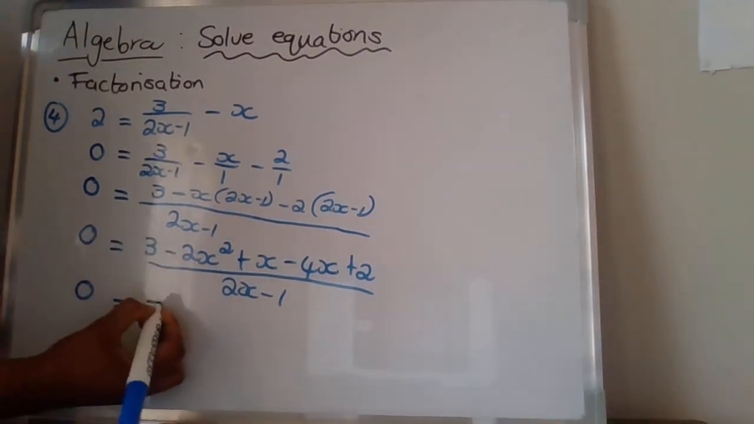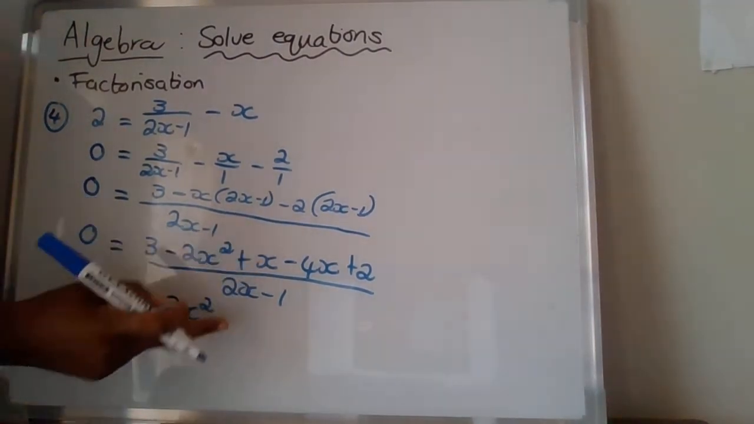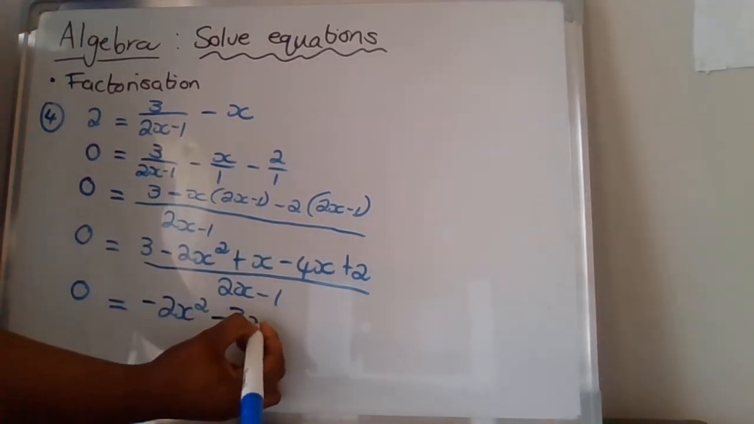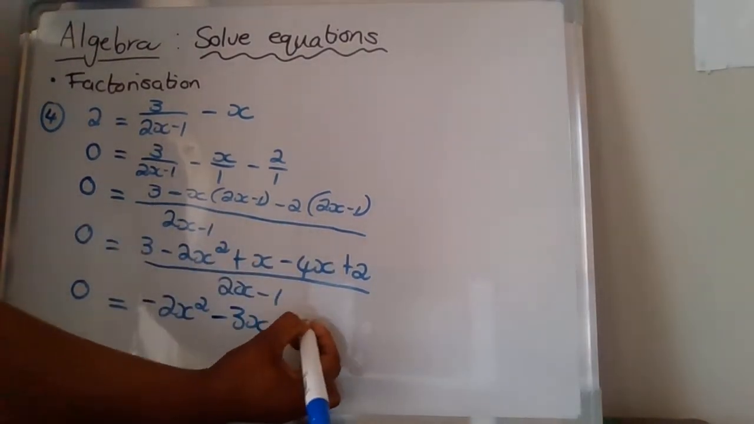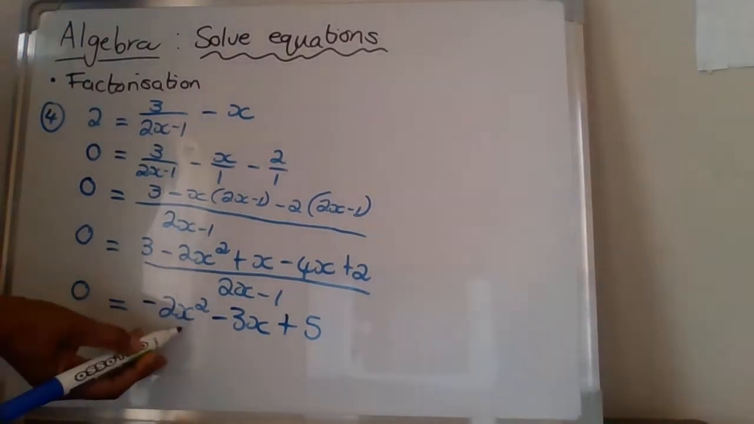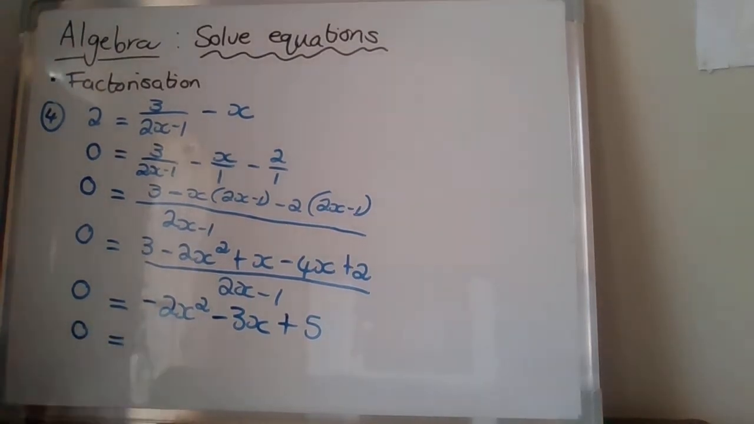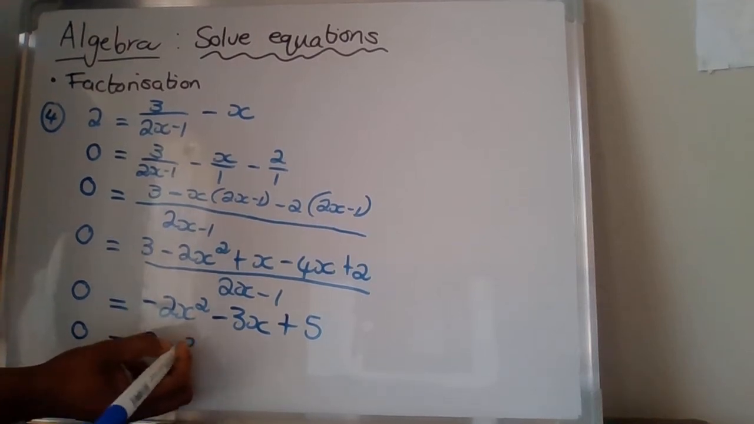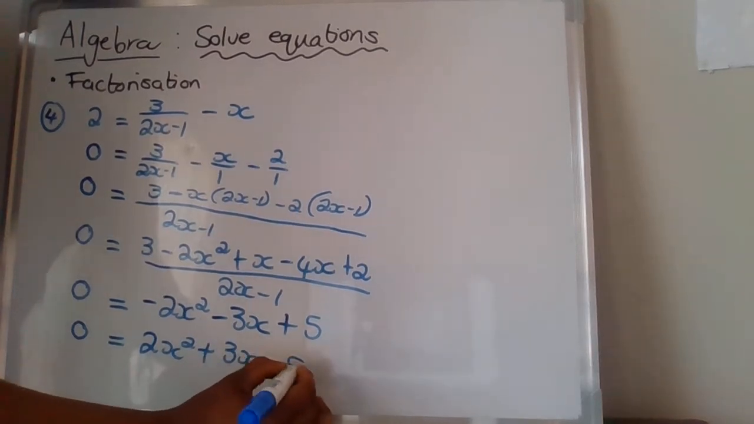So I only have minus 2x squared. Then my x's, I have x minus 4x, which is minus 3x. And then I have 3 plus 2, which gives me plus 5. Because I like my coefficient here to be positive, I divide by negative 1 on both sides. Then I have 2x squared plus 3x minus 5.